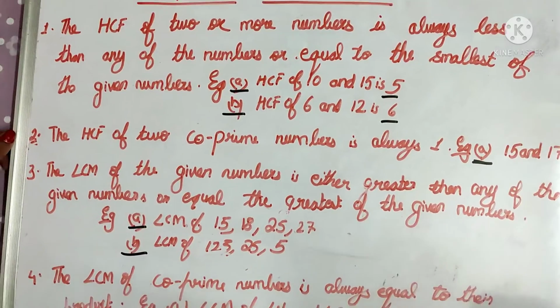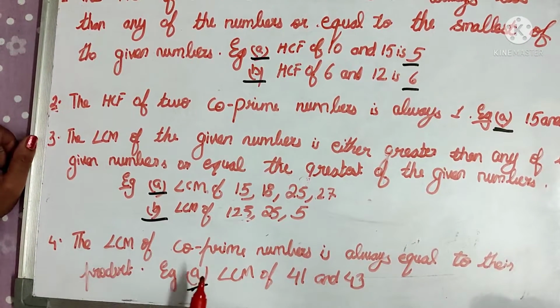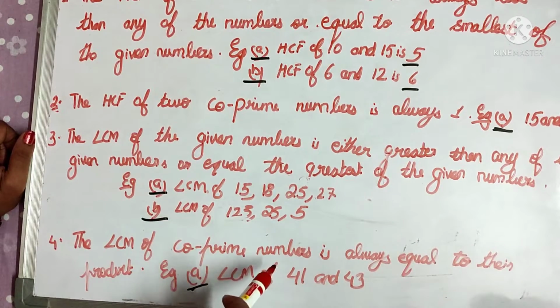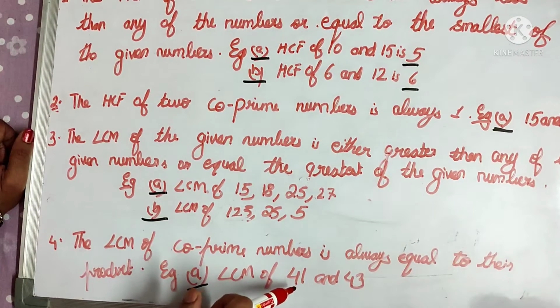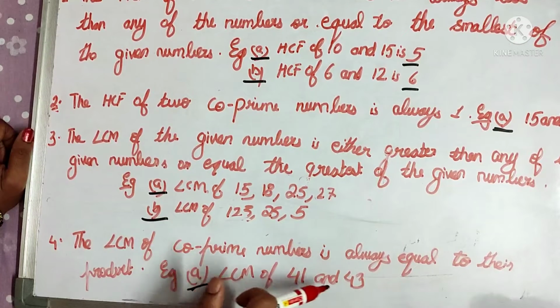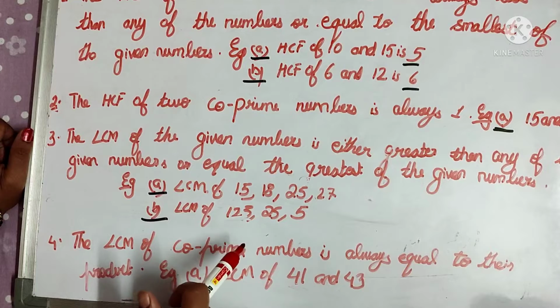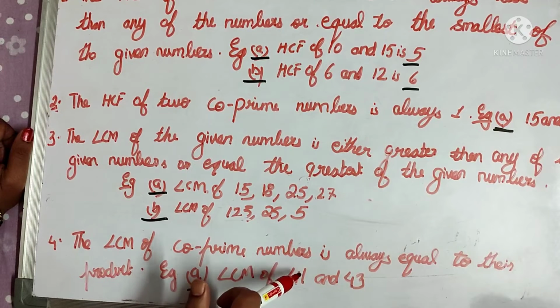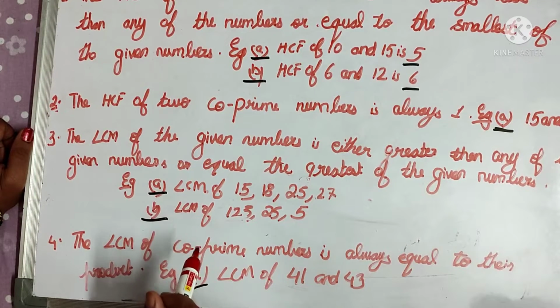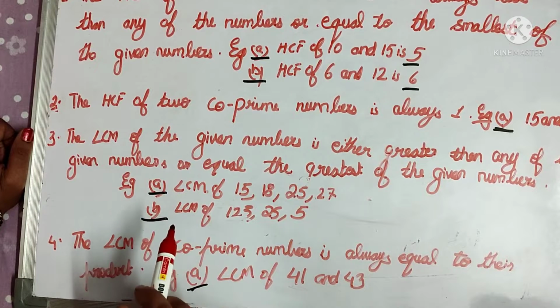Next, the LCM of two co-prime numbers is always equal to their product. Co-prime numbers means numbers which have HCF as 1, for example, 41 and 43. Now, what will be its LCM? Since there is no common divisor, its LCM will be their product. That means 41 into 43 will be the LCM of two co-prime numbers. Now, these properties I am sending as a PDF; you write them in your classwork copy.